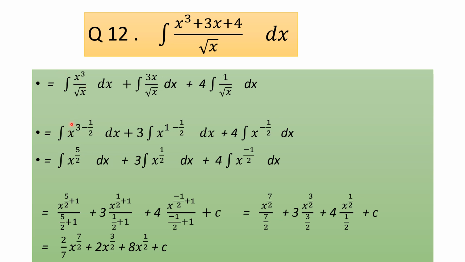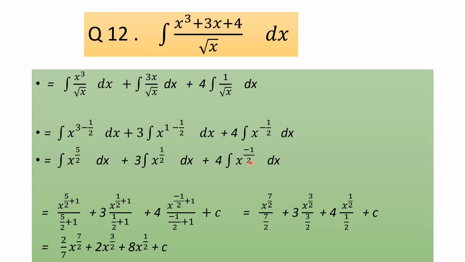Now here you can write integration of, what is the power in the denominator, 1 upon 2. So you will get x power 3 minus 1 upon 2. Right? Here you will get 3 integration of x power 1 minus 1 upon 2 dx plus 4 integration of x power minus 1 upon 2. Please simplify the powers here. You will get integration of x power 5 upon 2 plus 3 integration of x power 1 upon 2 plus 4 integration of x power minus 1 upon 2.